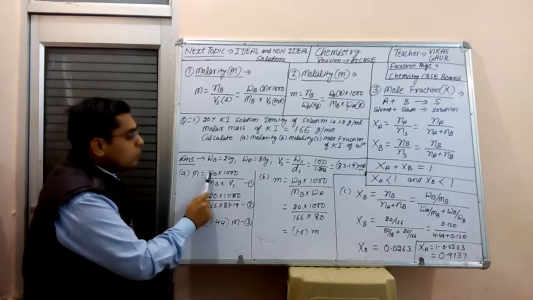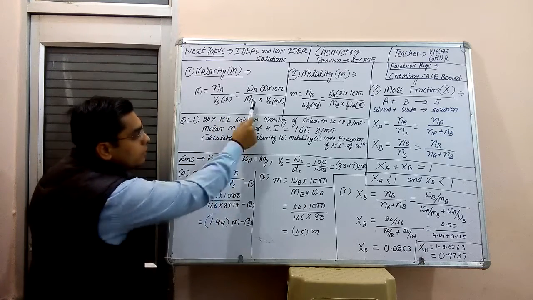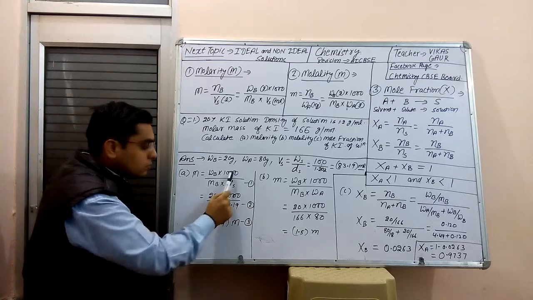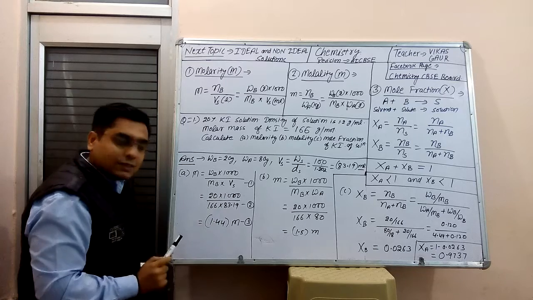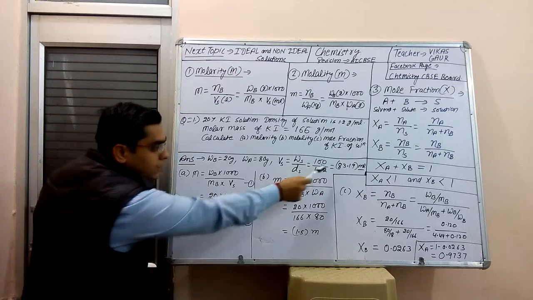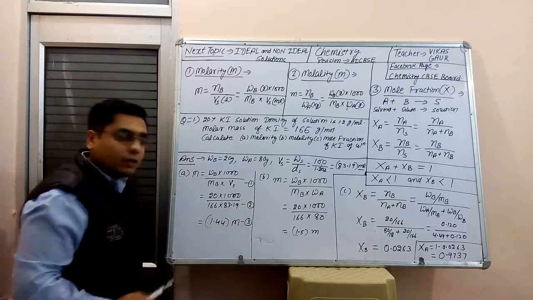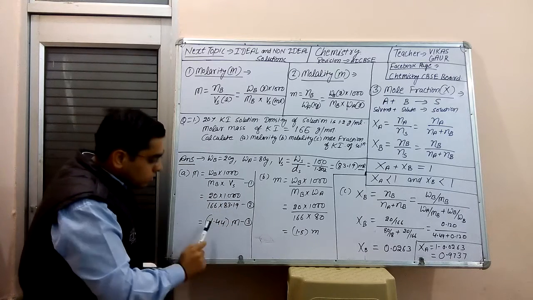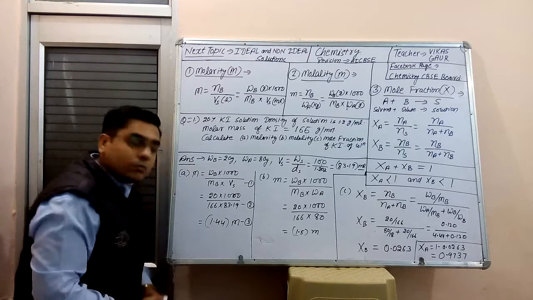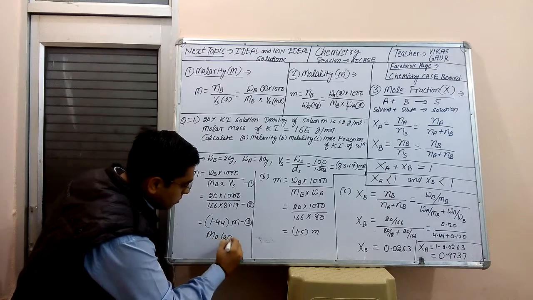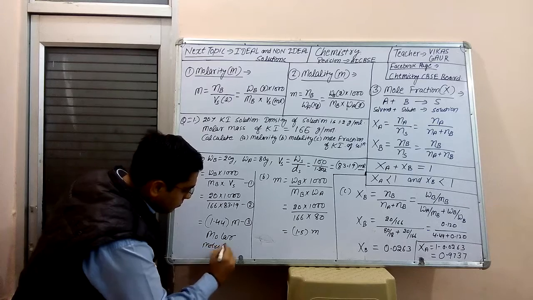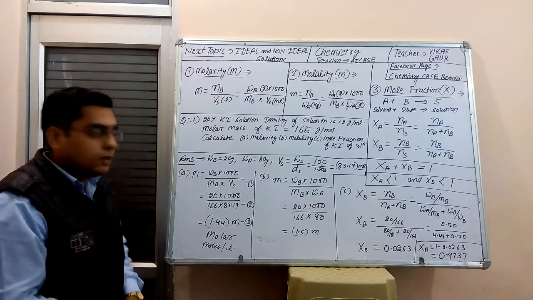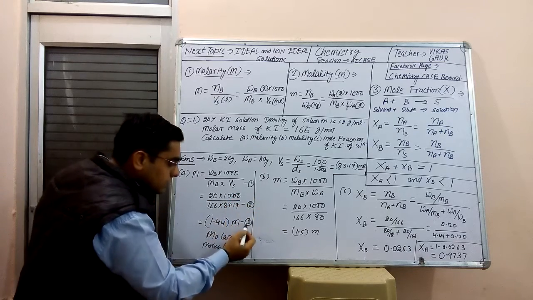Starting with molarity, Wb into 1000 upon Mb into Vs is equal to mass of solute 20, into 1000, molar mass of solute 166, and volume of solution as calculated, 83.19 ml. 1 mark for this step, 2 marks for this step, and if you solve, molarity is 1.44 M, or molar, or simply moles per liter, then this will give you complete 3 marks, and maybe half for this and half for this.